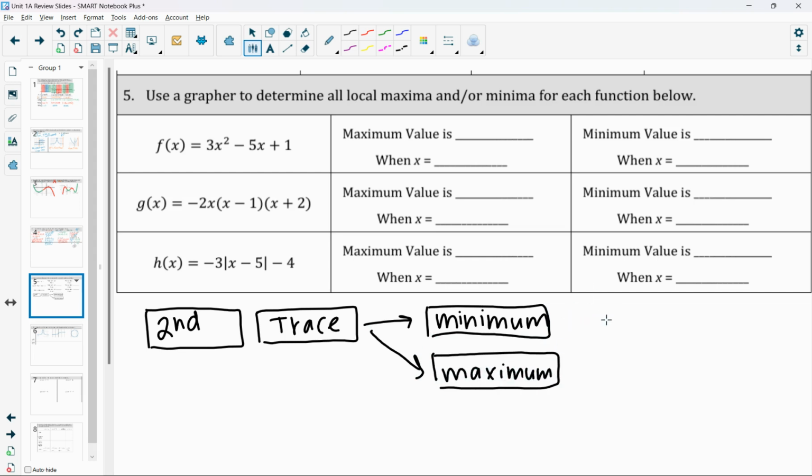Then it's going to ask you to be on the left side of your minimum. So you'll get to the left side and then hit enter. You'll get to the right side of your min or max and hit enter. And then hit enter again, and it'll give you the decimal version of your min or your max.